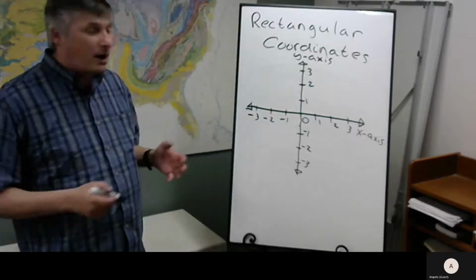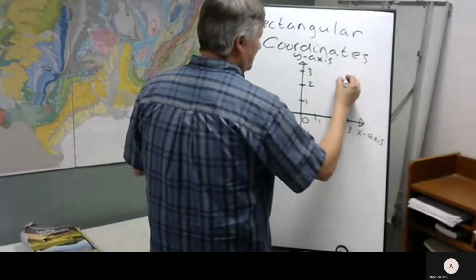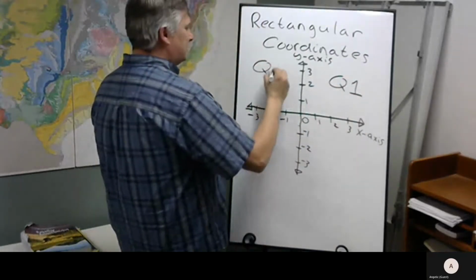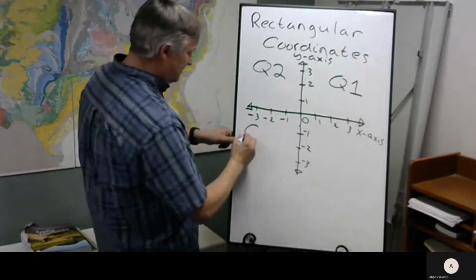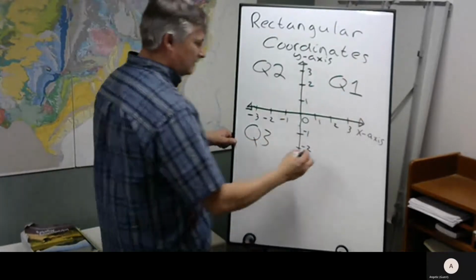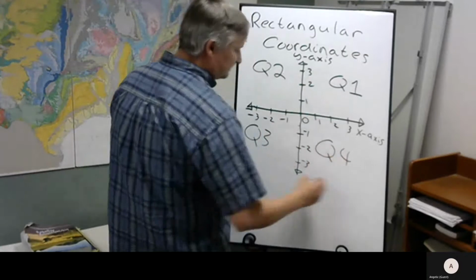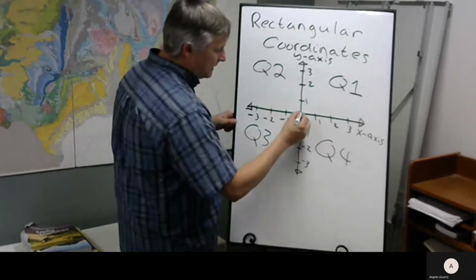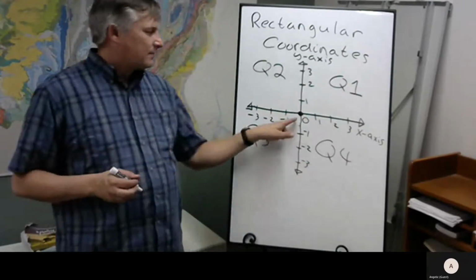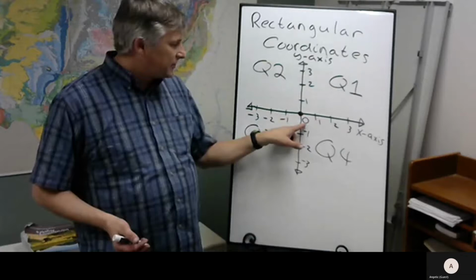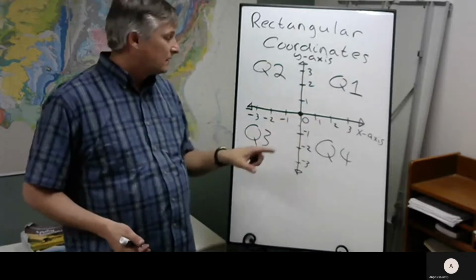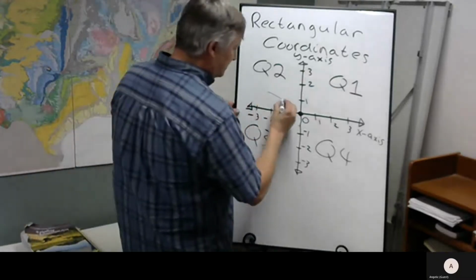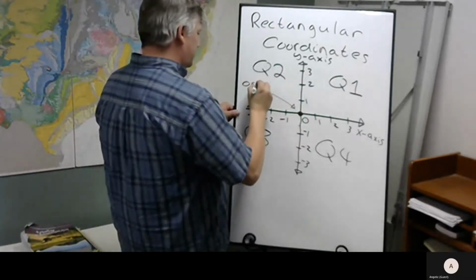Now, you have what are called quadrants. So this is called quadrant 1, or Q1. This is quadrant 2, or Q2. This one's the third quadrant. And this one's the fourth quadrant. Finally, where the axes intersect, they intersect at the zeros. So this 0 here could represent the 0 for the y-axis. It could also represent the 0 for the x-axis. And this point of intersection is called the origin.